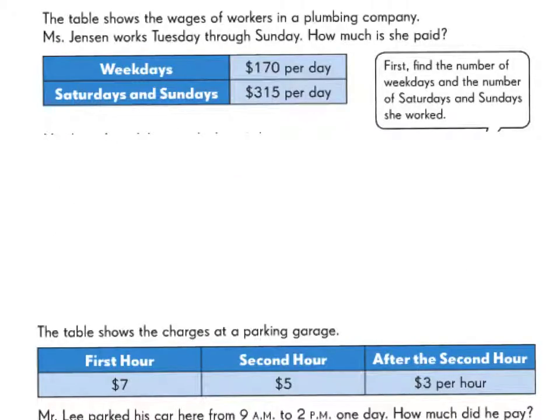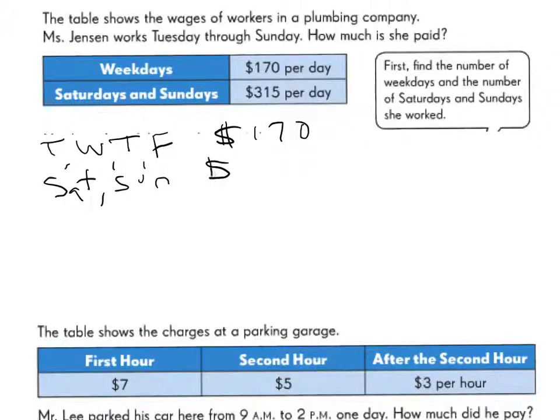The table shows the wages of workers in a plumbing company. Ms. Jensen works Tuesday through Sunday. How much is she paid? Looking at the table, I see she makes a different amount on weekdays than she does on weekends. On the weekdays, she makes $170. On the weekends, she makes $315. So I would first note that she works Tuesday, Wednesday, Thursday, Friday, and that's when she makes $170. Saturday and Sunday, on each of those days, she makes $315.